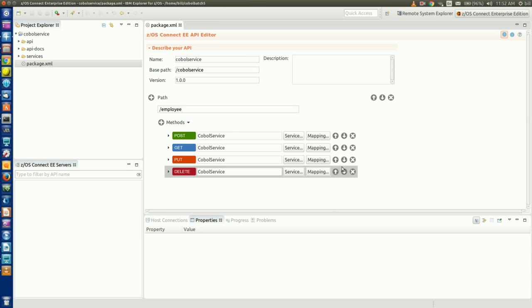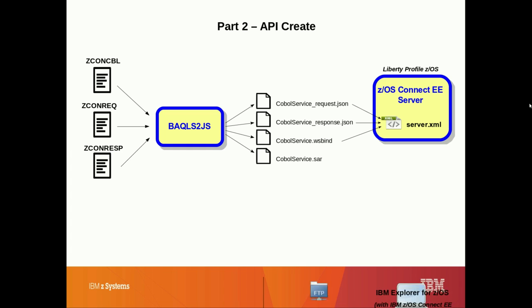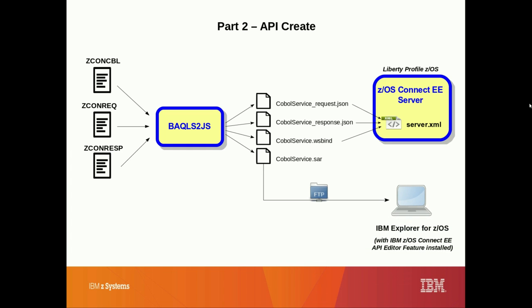So now we have the API behaving just like we want. We downloaded the COBOL service archive file from our z/OS system, which we created in part one, which we then used to create and customize our API in part two. In part three, we'll deploy the API to our running z/OS Connect EE server, then test and dynamically update it, all from the Eclipse IDE.